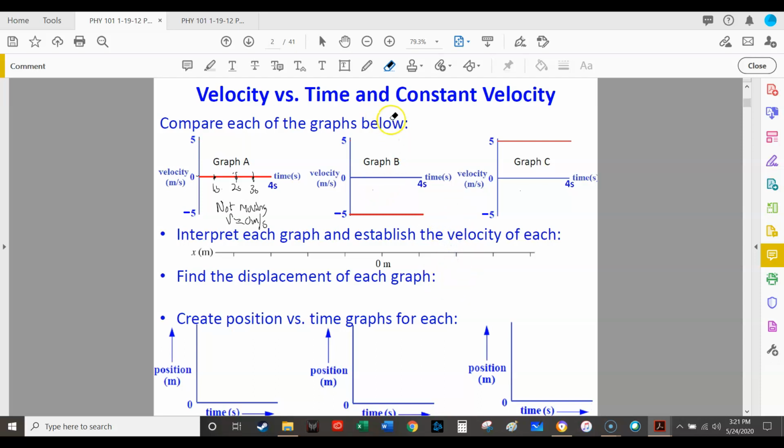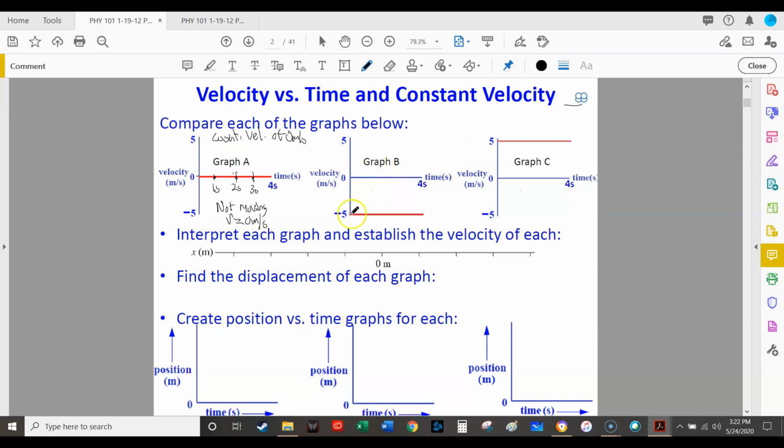All right. Let's try graph B. Graph B is saying something different than graph A. You could also call graph A a constant velocity of 0 meters per second.